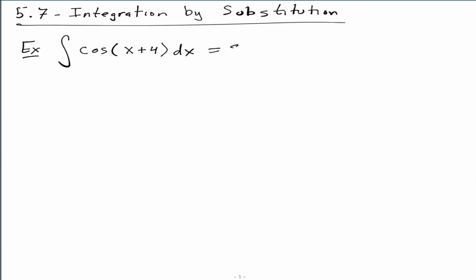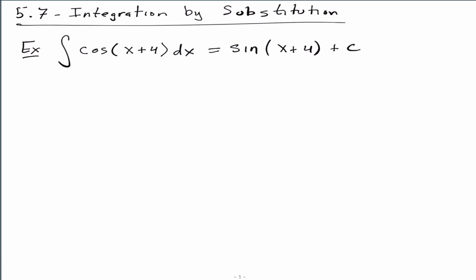Well, we could probably guess and check, can't we? Probably it has to have a sine, right? There's no other way to get cosine. It has to have a sine. What has to be inside of parentheses? x plus 4. You have to have an x plus 4, right? Okay. And yeah, you have to have a plus c, right? But is that it? Are we done? Is that the antiderivative?